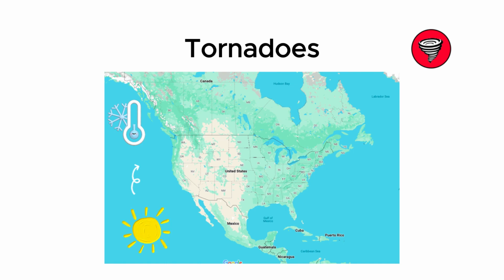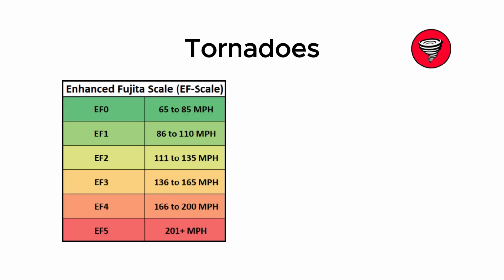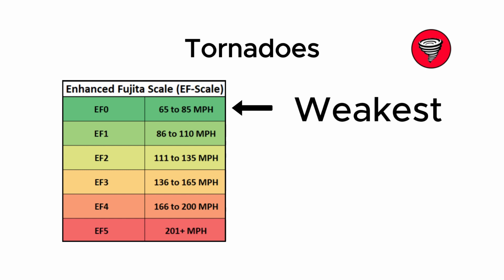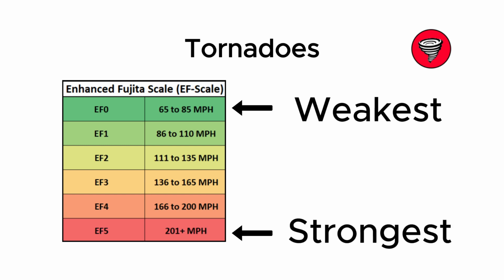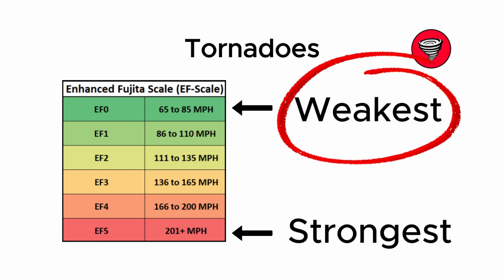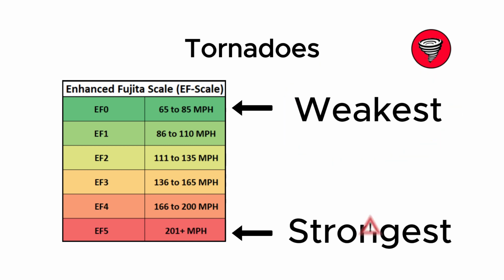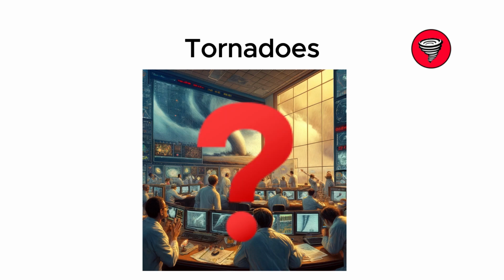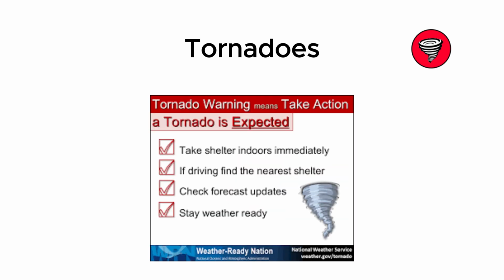and early summer. Tornadoes are rated on a scale called the Enhanced Fujita scale, which goes from EF0, the weakest, with winds around 65 to 85 miles per hour, to EF5, the strongest, with winds over 200 miles per hour. Even though most tornadoes are on the weaker side, the strong ones can be extremely dangerous. It's difficult for scientists to know exactly when and where a tornado will touch down. That's why it's important to have a plan and know what to do if a tornado is coming.